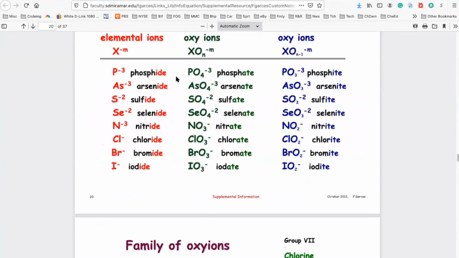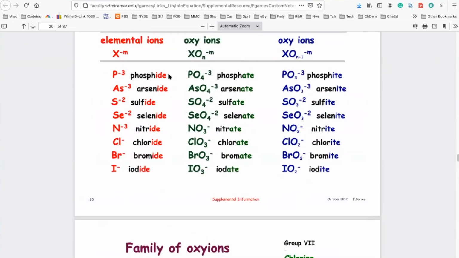This will show you about ions that sound the same but are different. This is phosphide. You see how all of these have an IDE ending? That's the elemental ion. These are ATEs. They have oxygen in them. It's an oxyion. These are ITEs. They have one less oxygen than the ATEs.